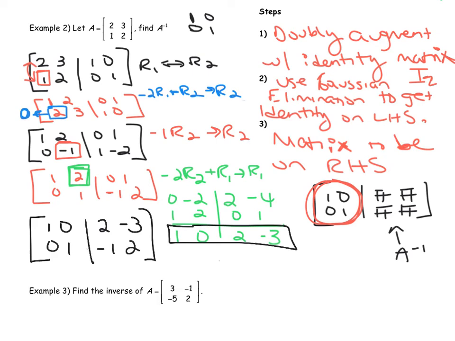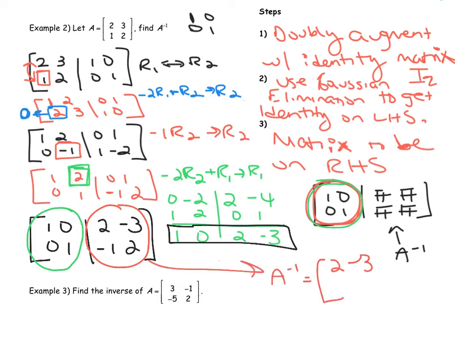And guys, we did it. We reached our goal. Our goal was to get our matrix in reduced row echelon form on the left-hand side, which is what we did. And now I have my inverse matrix on the right. That was the goal. So we know A inverse is 2, -3, -1, and 2. And we did it. Awesome.